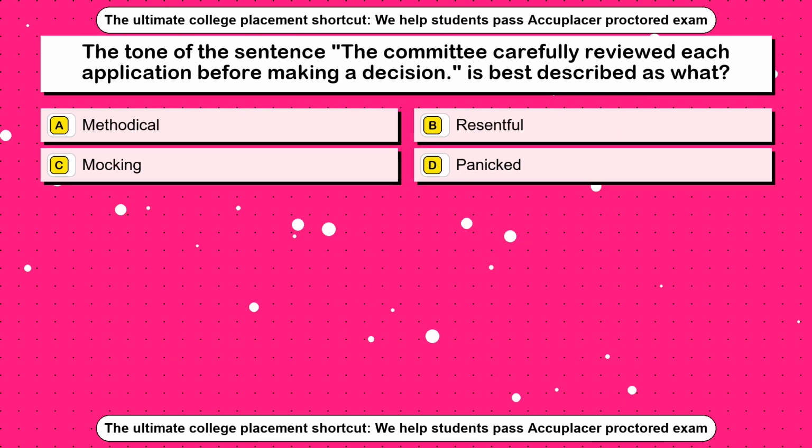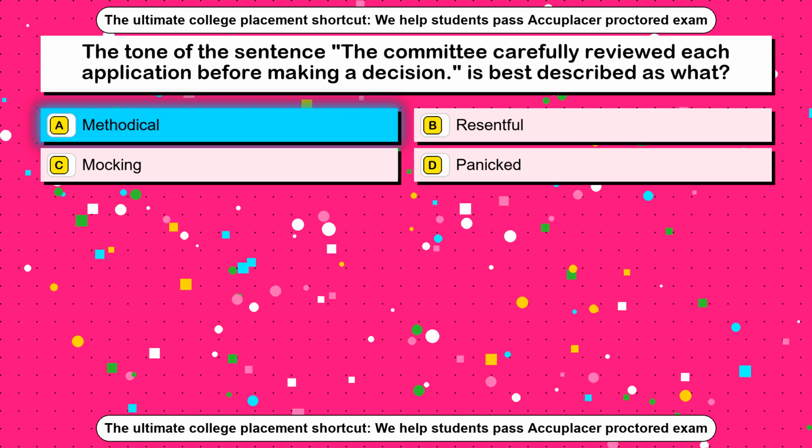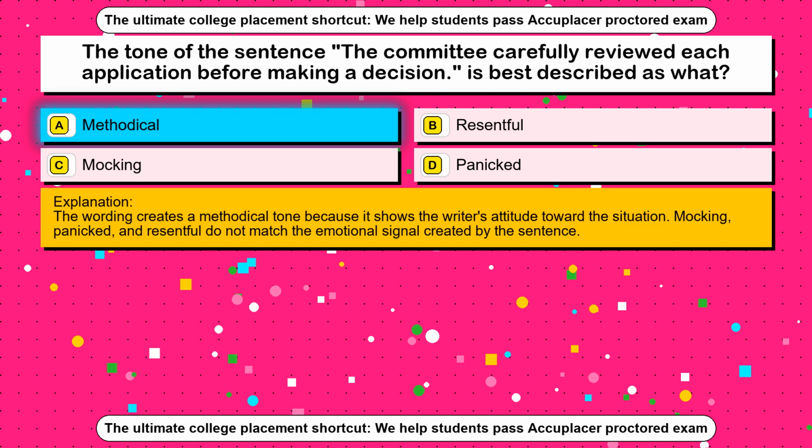Question 80. The tone of the sentence, the committee carefully reviewed each application before making a decision, is best described as what? Option A, methodical. Option B, resentful. Option C, mocking. Option D, panicked. The correct answer is option A, methodical. The wording creates a methodical tone because it shows the writer's attitude toward the situation. Mocking, panicked, and resentful do not match the emotional signal created by the sentence.